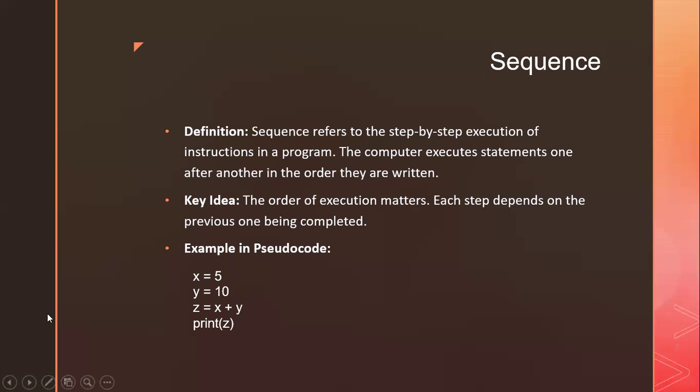When you have this type of orientation, the program is going to execute in this order. Let me just get my pen here. It's going to execute in this order. That's sequencing, and algorithms work in that particular fashion. The key idea is that the order of execution matters. Each step depends on the previous one being completed. So if you try to access a variable before it has been defined in memory, it's not going to work. It's going to give you an error when you're writing code.